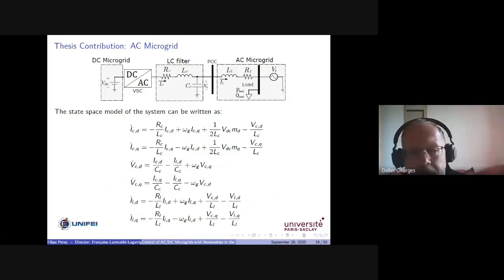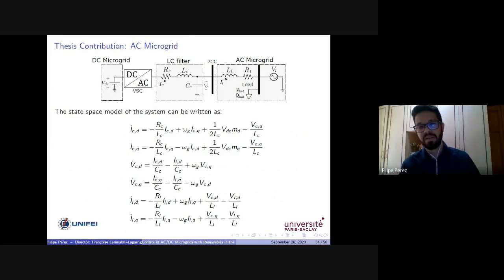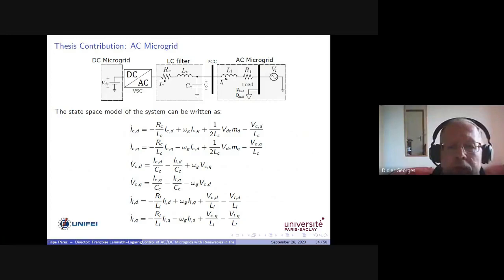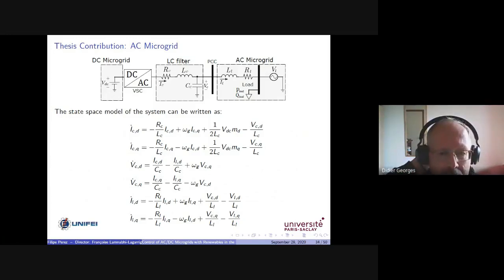I understand. Okay, that's clear. Do you think that if you connect the microgrid to a strong grid, there would be an impact on your control system, on your distributed control system? You could have some problems with stability or something like this. What do you think about this?